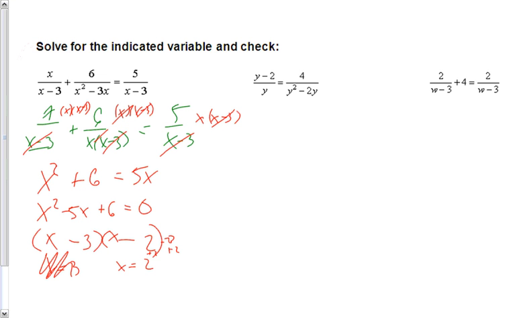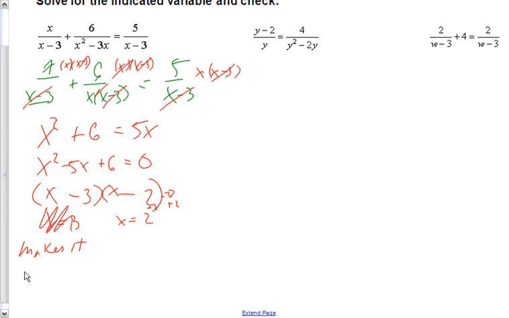This is a reject. This makes it undefined. Okay, so be aware of that. So our only answer is just x equals 2. We should check it to make sure, but we should be good.